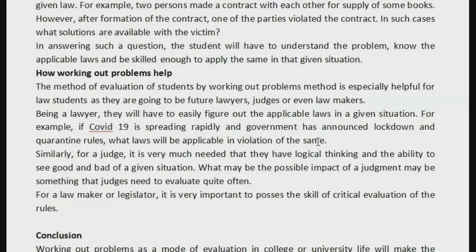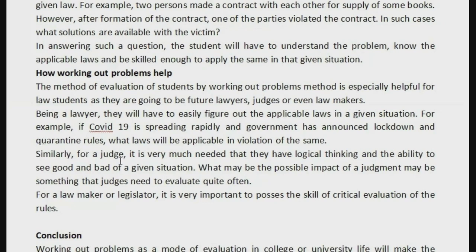So when we do these problem solving kind of questions, it will make us efficient to think about all the laws, and accordingly we can give a solution regarding that. So this is how lawyers will be benefited, right? If tomorrow a client comes to you and says that this is the problem I'm facing with my landlord or tenant, you will be able to give a solution very easily.